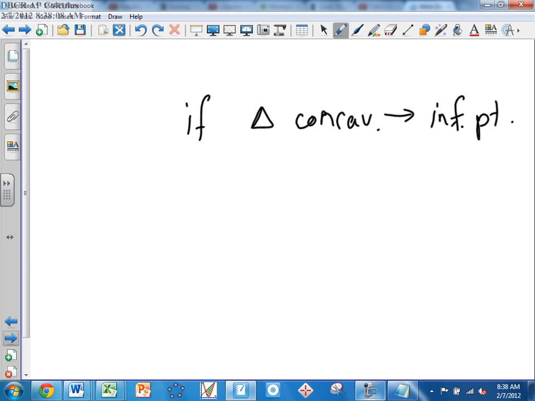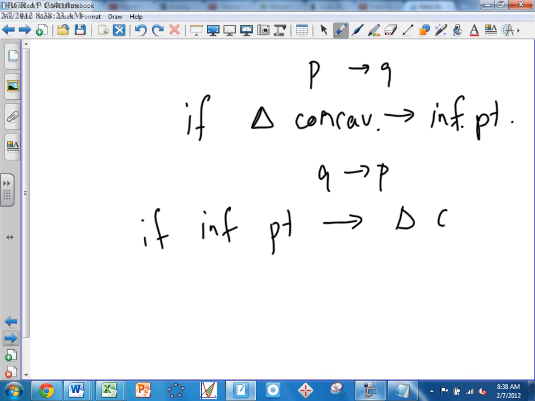We also know that if we call this P implies Q, well, Q implies P is also true. The converse is true from last year. If we have an inflection point, remember, if-then statements, then we have a change in concavity. Remember, the arrow means then. If P, then Q. Both of these are true statements. This is one of the rare examples that exists. Remember, the converse of any statement is not always true.